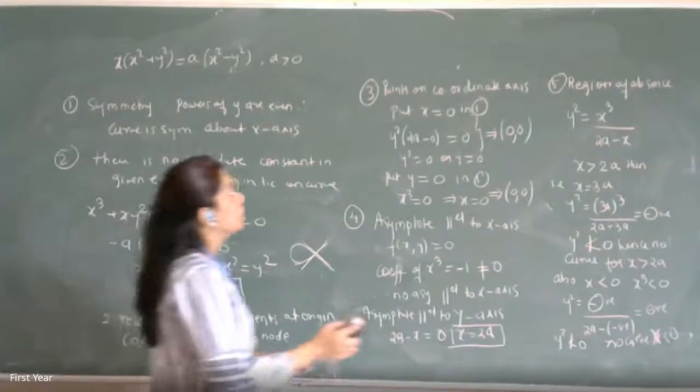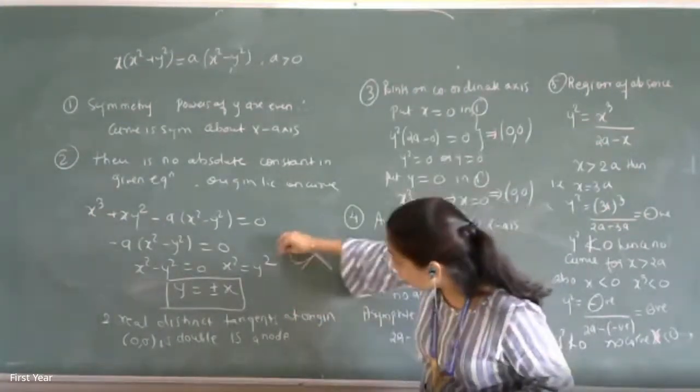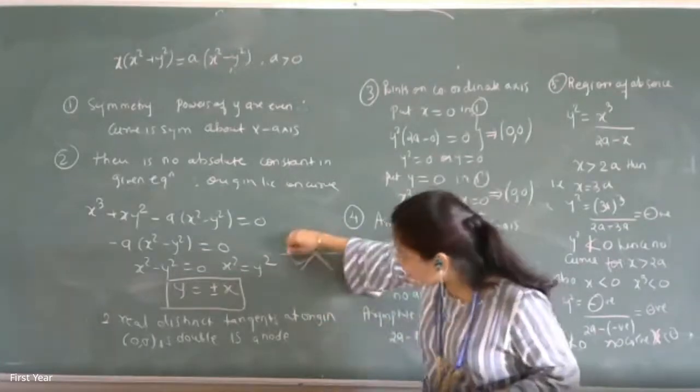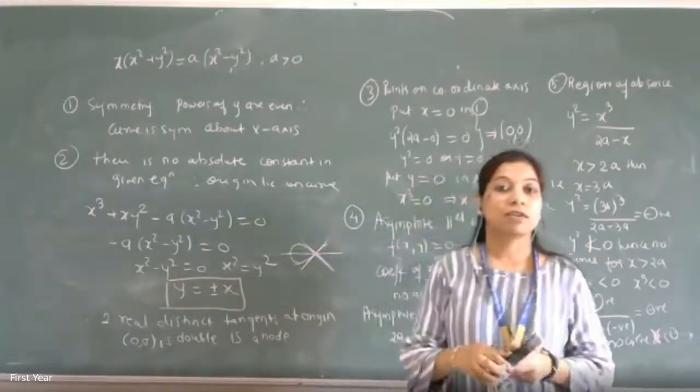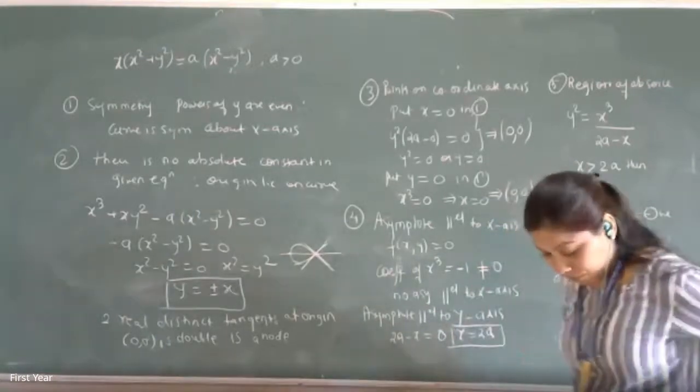Next, other points of intersection. If there is a node, there is a chance that if this is on the x-axis, there will be one more point on the x-axis. That's the need to move ahead. So try to find the point of intersection.